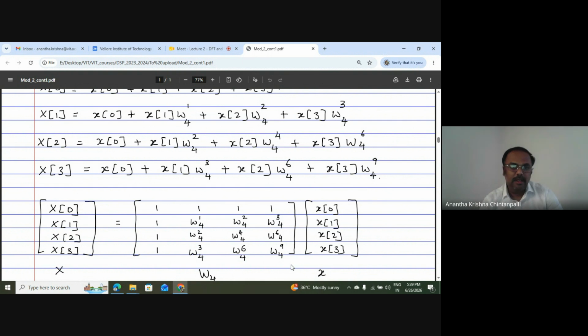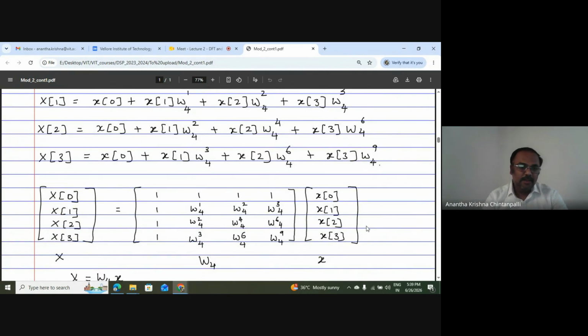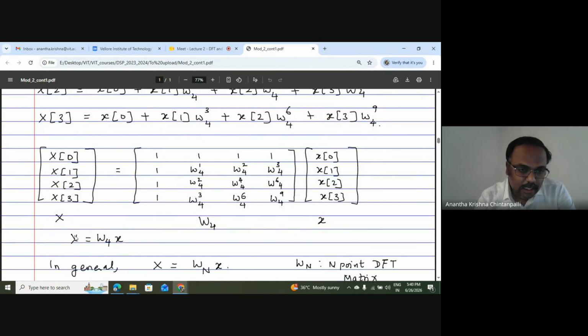If it's a 5-point DFT, then you multiply by 4: 4, 8, 12, like that. So this is a 4-point. Capital X in a matrix format is nothing but W4 times little x. In other words, capital X, which is the 4-point DFT coefficients, is nothing but W4 times X, which is your input sequence.